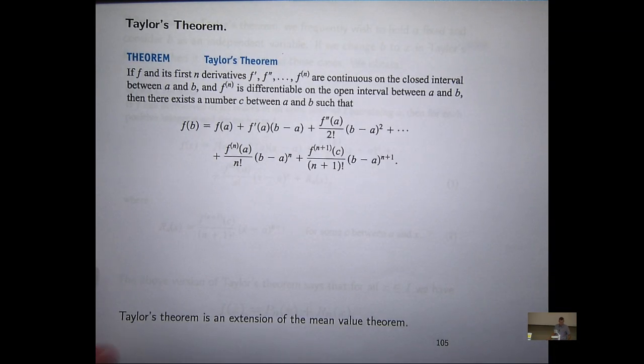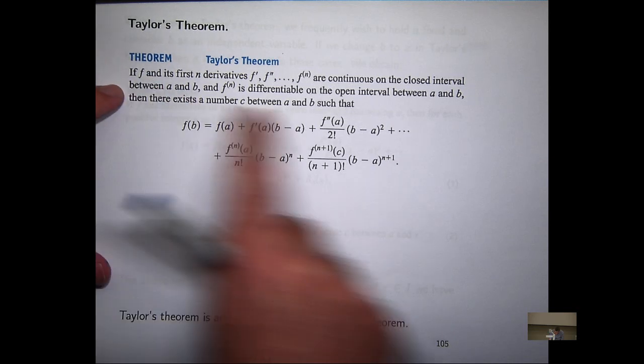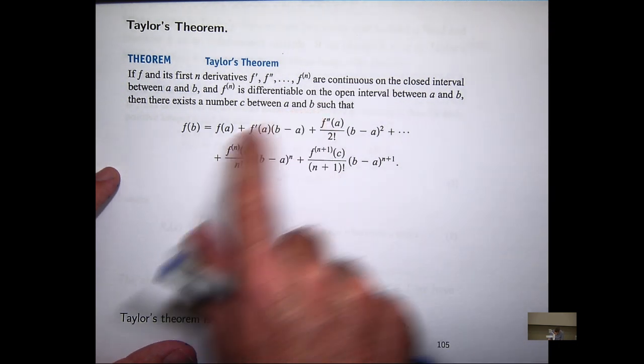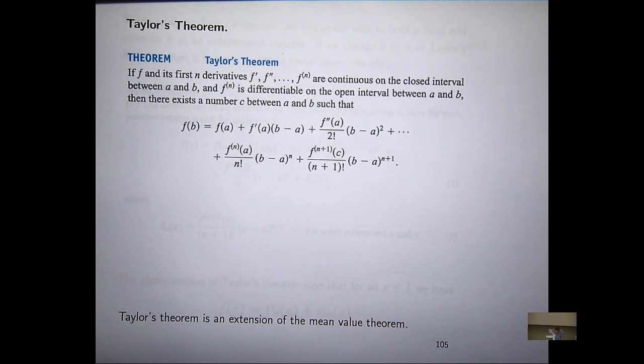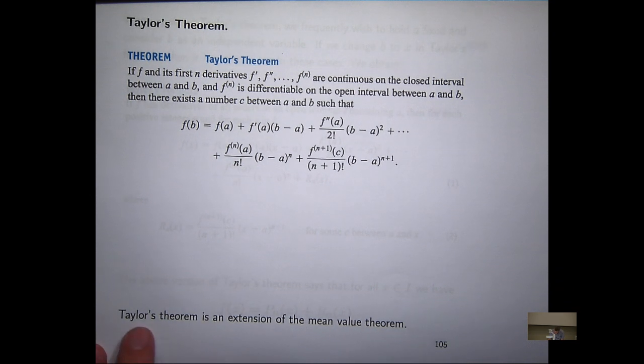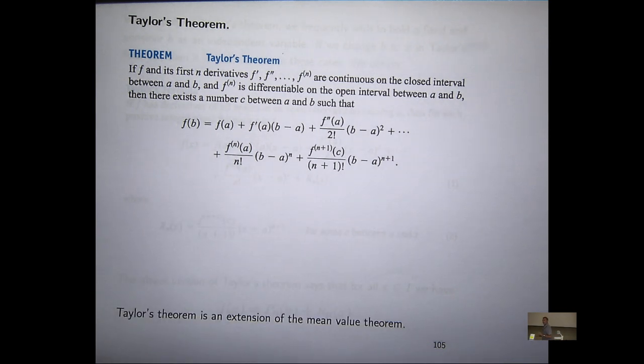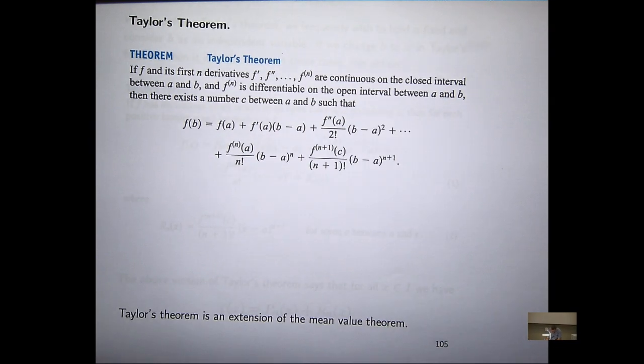Now, last year, you may not remember this, but Taylor's theorem. Again, we're working with functions of one variable here. Under these conditions, Taylor's theorem says that there is some number c between points a and b, such that this is true. Now, I've said down here Taylor's theorem is an extension of the mean value theorem. Well, let me sort of justify that for you. By the way, this was on page 106. I flicked it through to page 105 because it was sort of in the wrong spot.